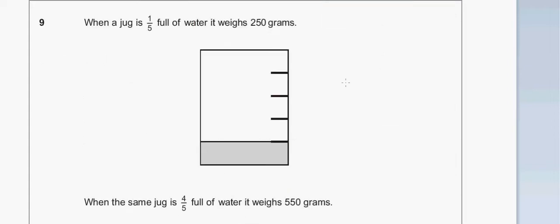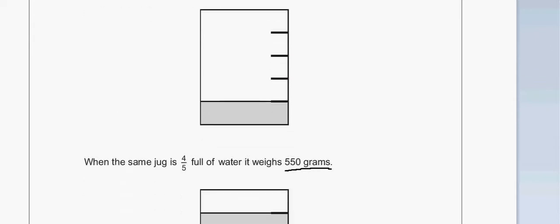Okay, so question number 9. When a jug is 1/5 full of water, it weighs 250 grams. When the same jug is 4/5 full of water, it weighs 550 grams. So the question is, how much does the jug weigh when it's empty?